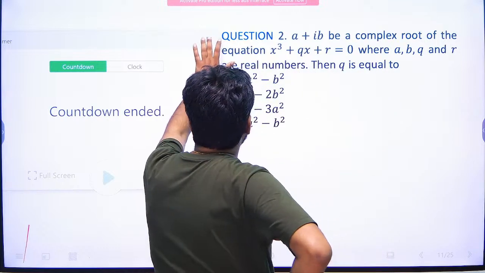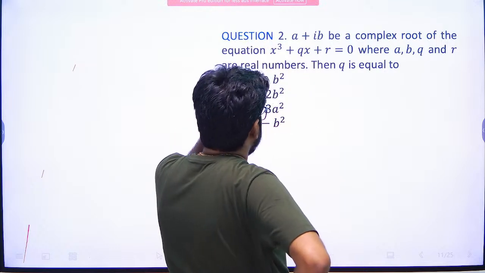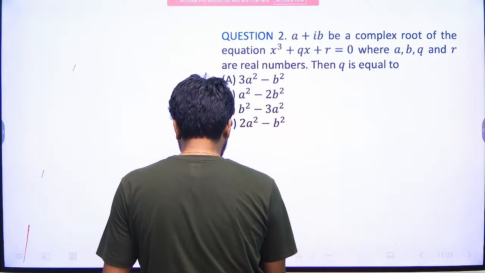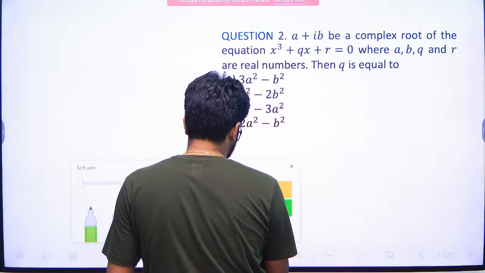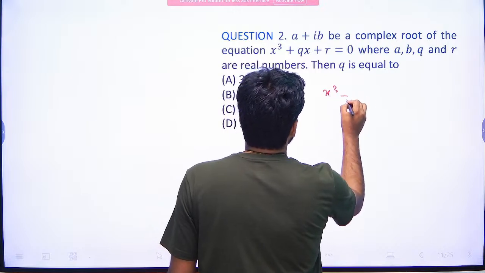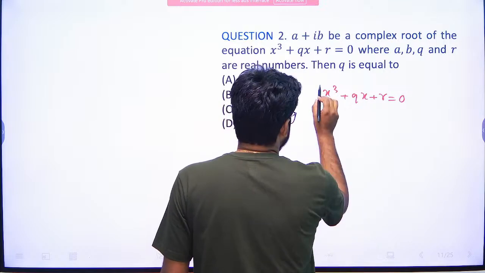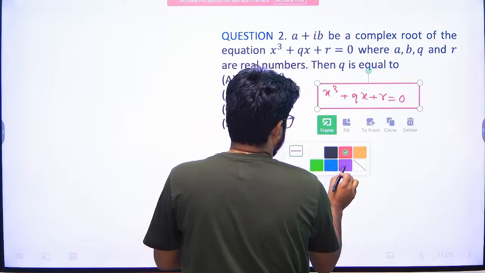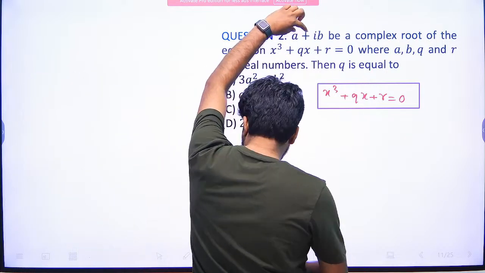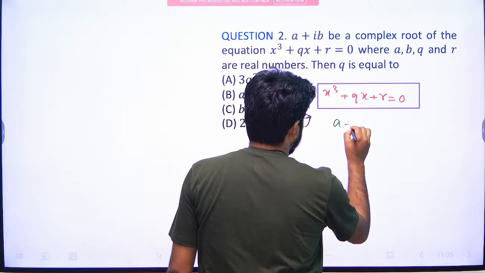Okay, those who could do it, very good. Those who couldn't, take a look once. So what is given here? It is given that this is a cubic equation, x cube plus qx plus r is equal to 0. Since it is a cubic equation, it has three roots, right? What is given here? a plus ib is a root.